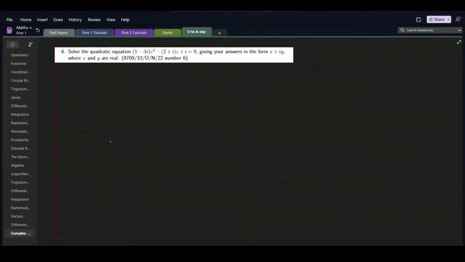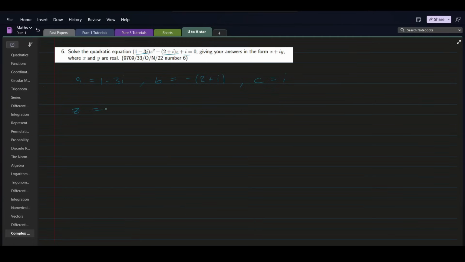Solve the quadratic equation (1 minus 3i)z squared minus (2 plus i)z plus i is equal to 0, giving your answers in the form x plus iy, where x and y are real. So to solve our quadratic equation, we're going to use the quadratic formula, and a is 1 minus 3i, b is negative (2 plus i), and then c is equal to i.